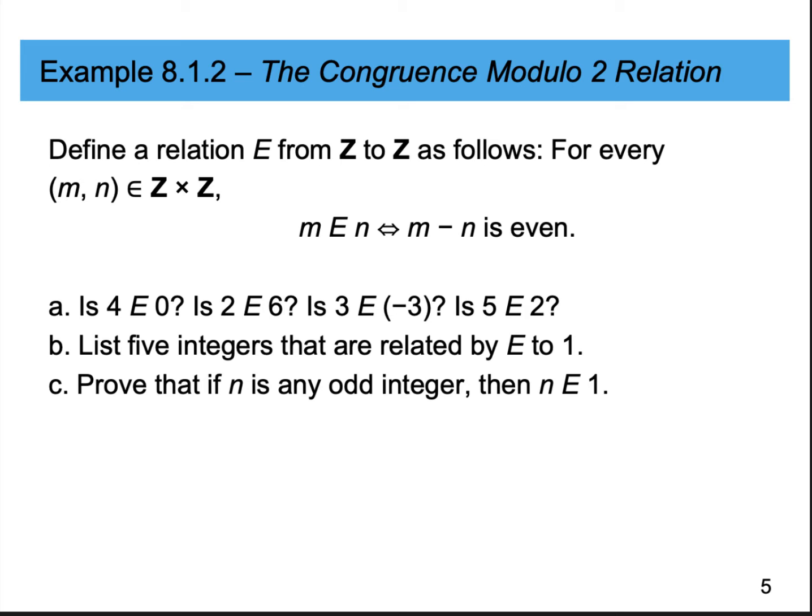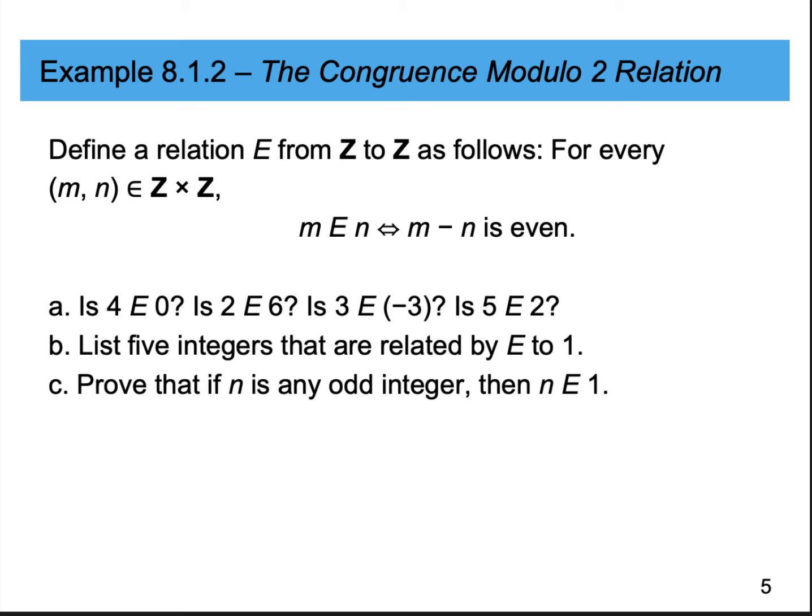Those are the integers, right? So imagine a relation where you have integers and integers, the realm of all integers, and another realm of integers as well. Okay? For every ordered pair M and N in the Cartesian product of those integers, here's the condition.